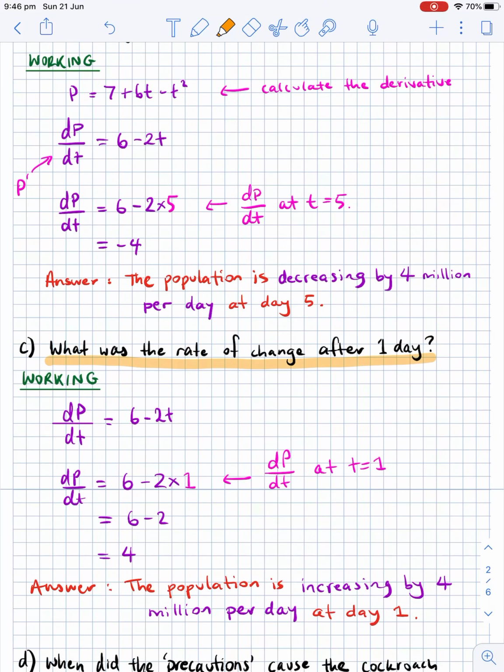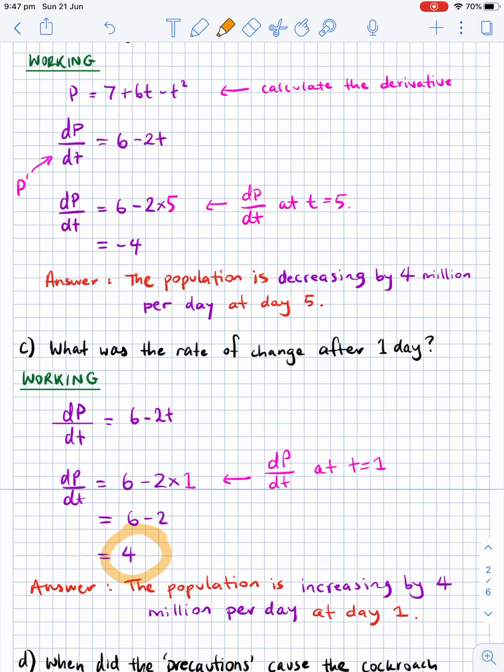What was the rate of change after just 1 day? So we've got our derivative, that's talking about rate of change, and instead of 5 days, we just want 1 day. So if we put our value of 1 into our derivative of 6 minus 2t, we get that our derivative is positive 4 this time. So up here, the population was going down by 4 million. It was getting weaker and weaker, like the precautions were taking over and minimizing the population. But after day 1, the population was going up by 4 million. The population is increasing by 4 million per day at day 1.